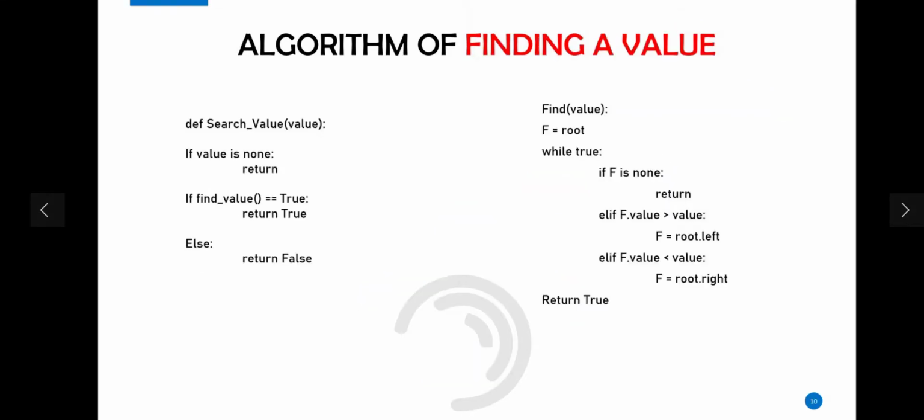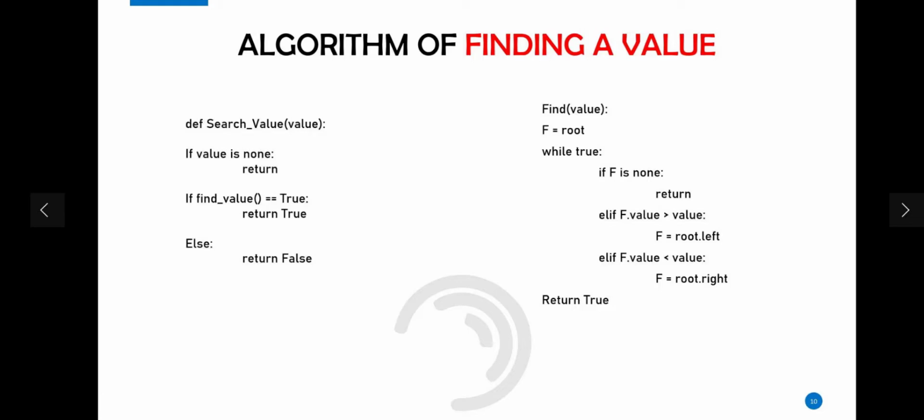Now, the algorithm of finding a value. Now we have two functions, search value and find. Find is our main private function, and search is simply nothing but calling the find function, and checking if you are trying to search for a value that is none, it simply returns. In search, if find value in search is true, it simply means the find function found the value and it is present in the tree, and it will return true, else not found, return false.